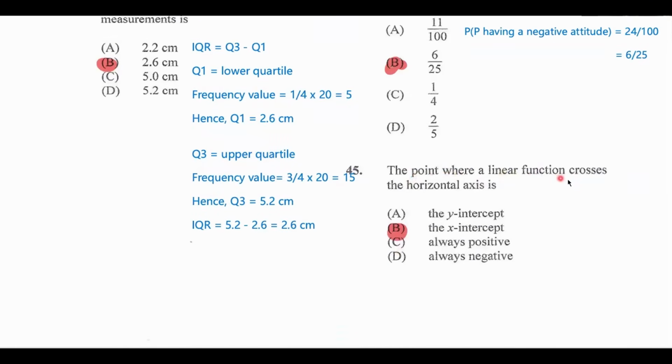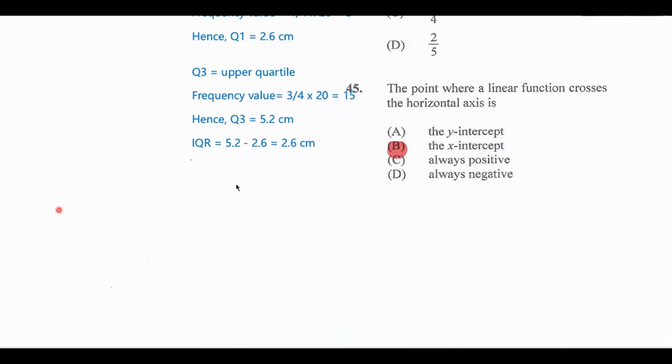45, the point where the linear function crosses the horizontal axis. So we're going into functions now. That's your x-intercept. That's where the graph cuts the x-axis, right? Horizontal axis, that's B.